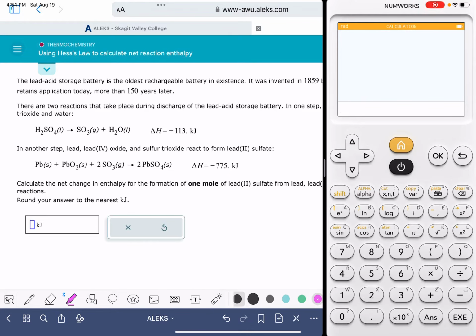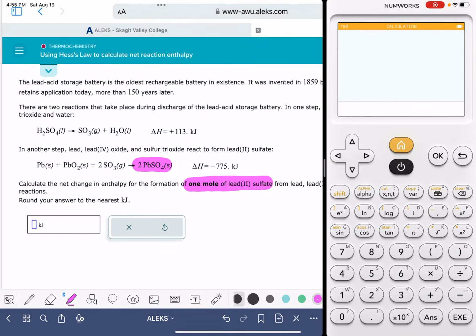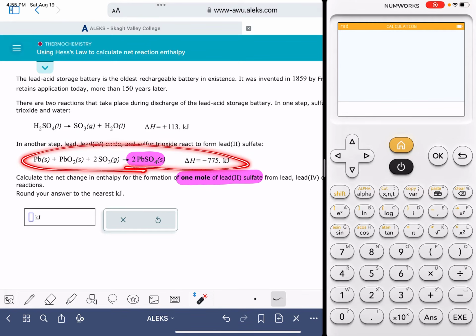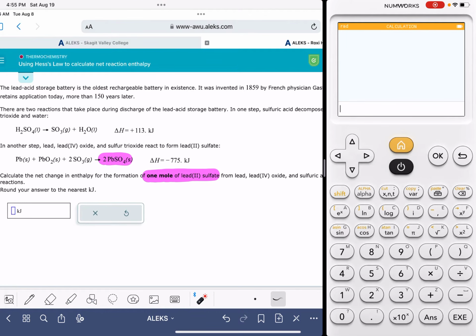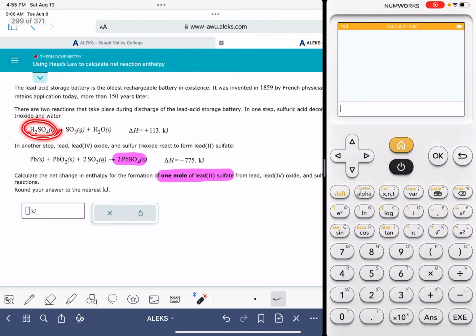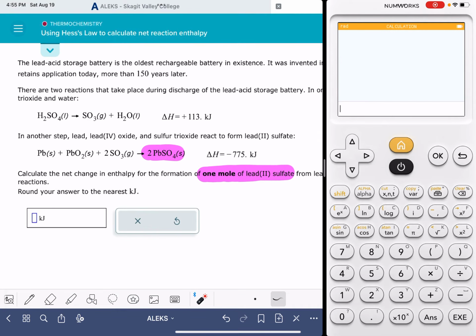I'm being asked to calculate the enthalpy of the formation of 1 mole of lead 2 sulfate, which is this guy right here. We can't just simply use this equation because it's asking us to include the reactants lead 4 oxide and sulfuric acid. So here's the lead 4 oxide, and here's sulfuric acid. And since it wants us to take sulfuric acid into consideration in this calculation, that means we also need to take this delta H value into consideration as well. And so we've got these two equations that we're going to use together to come up with the delta H value for this particular molecule.